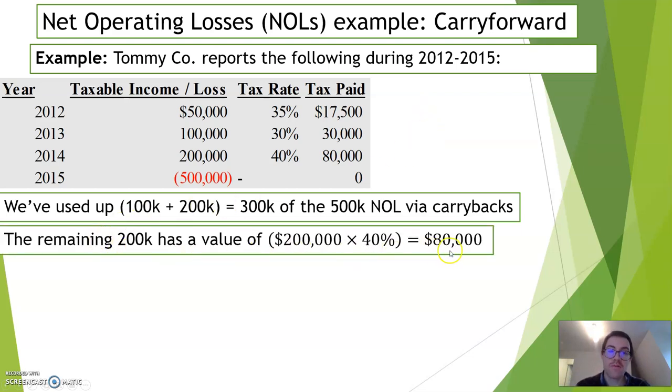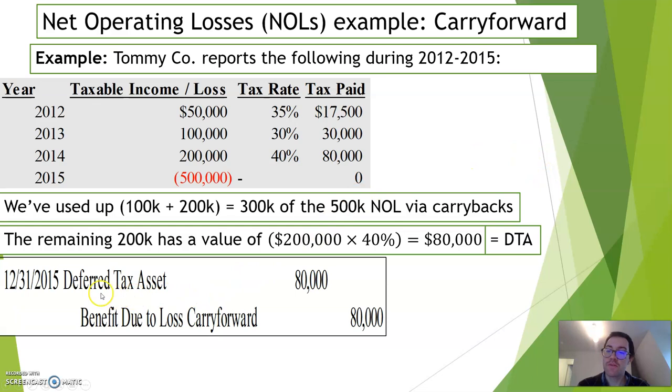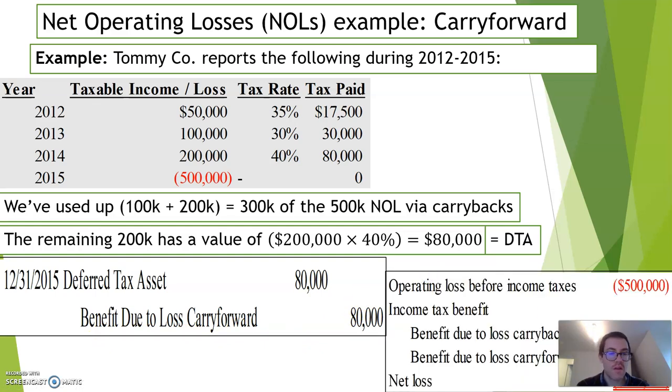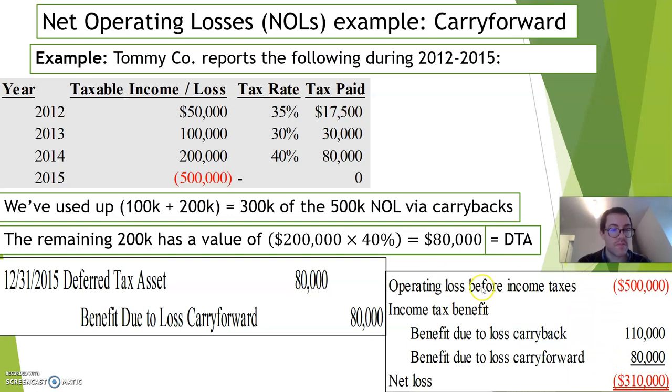Okay, meaning it's worth $80,000. That's a deferred tax asset. And so we're going to have this journal entry where we say, okay, deferred tax assets go up, and we have another credit to another gain account, benefit due to loss carryforward, which will go in your income statement in the tax section. As you can see right here. That's what it would look like if you use the carryback and the carryforward.